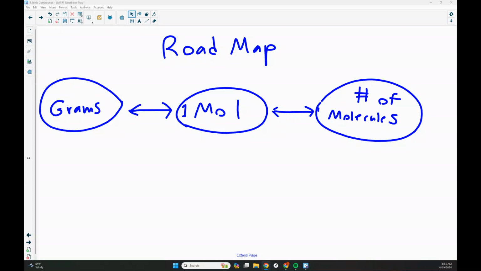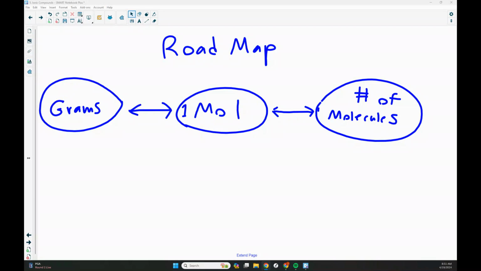So hopefully this looks familiar to you. This is what we called in trimester 1 the roadmap. And again, this is how we convert between these three things. We can go in any direction up here. You'll notice the arrows are bidirectional, but the central concept is the mole.